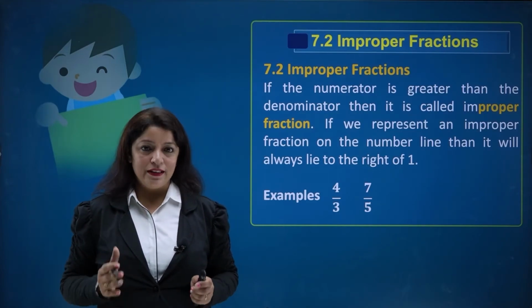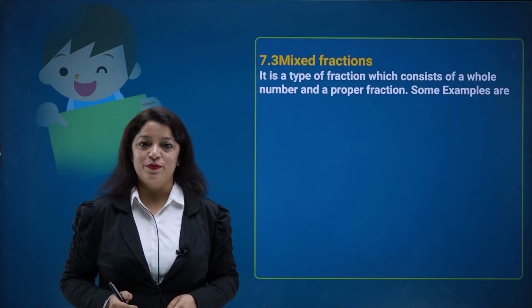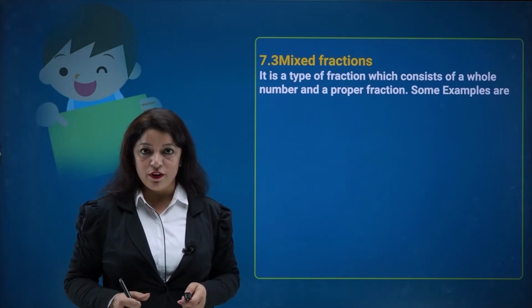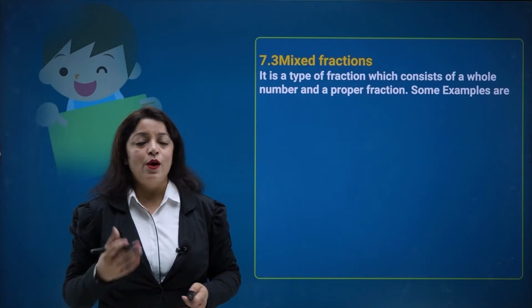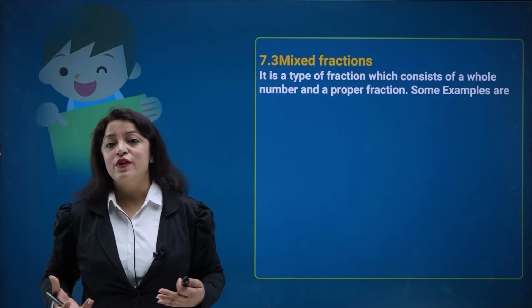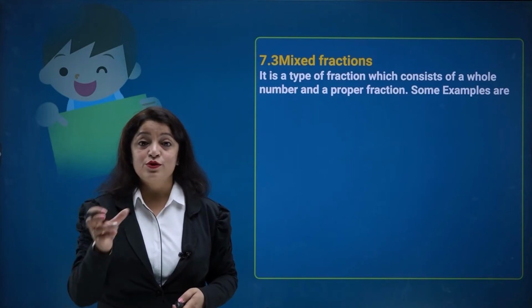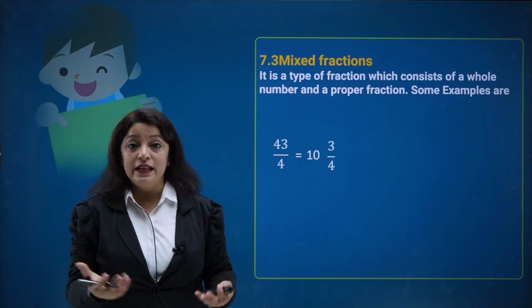For that, let us understand mixed fractions, which is the third type of fraction. It is a type of fraction which basically consists of a whole number part and a proper fraction. Now as the name suggests, mixed fraction, it will obviously be a mix of something, right? So a mix of what thing? You have done it already, like 2.5 or any other number.